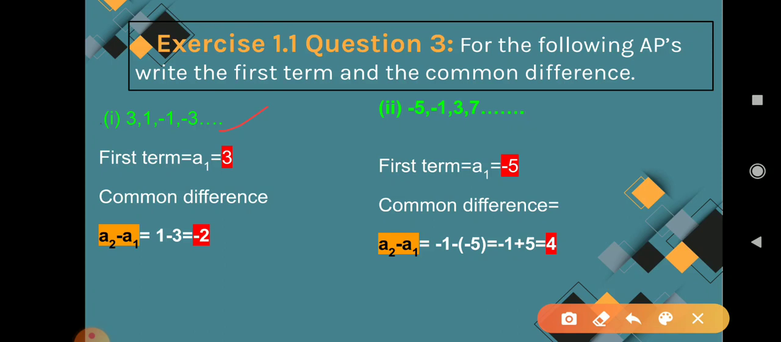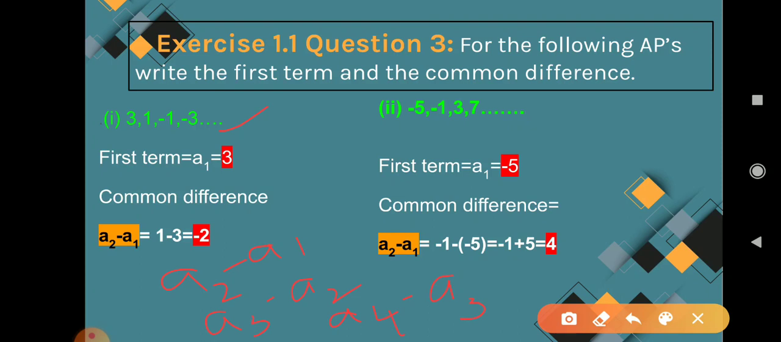Common difference. To get the common difference, you have to subtract the first term from the second term. That means A2 minus A1, or you can take A3 minus A2. That means subtracting the preceding term from the succeeding term. Clear? Either you do A2 minus A1, or A3 minus A2, or A4 minus A3. That means subtracting the preceding term from the succeeding term to get the common difference D.